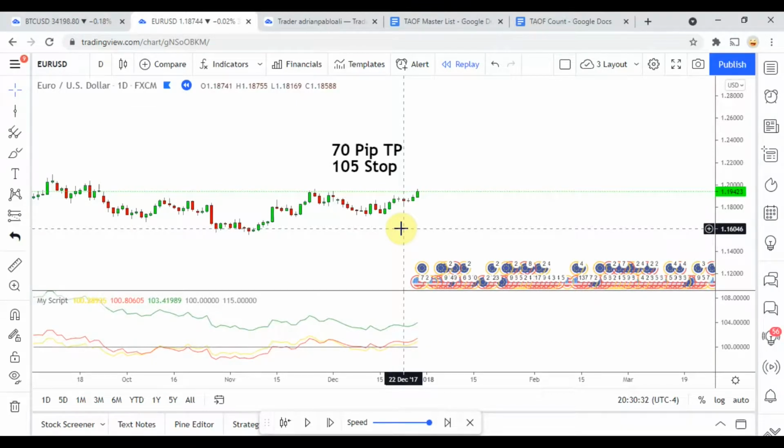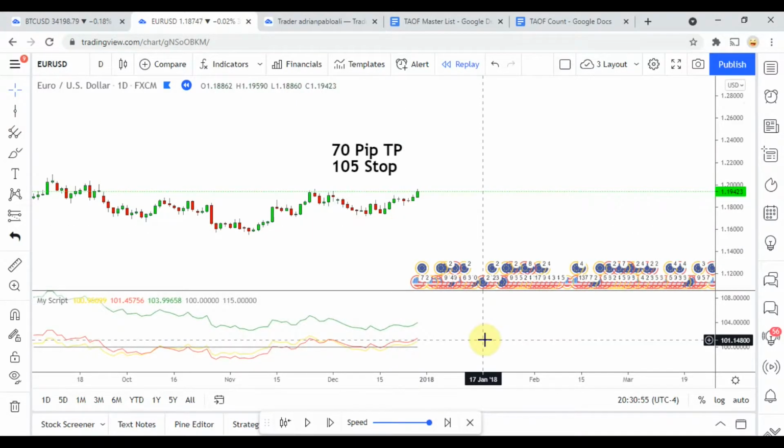Welcome back, viewers. Today we will be testing the index SMA versus close indicator.